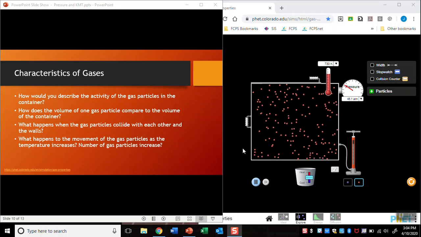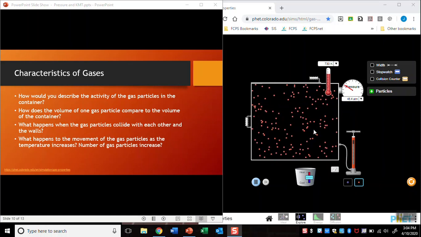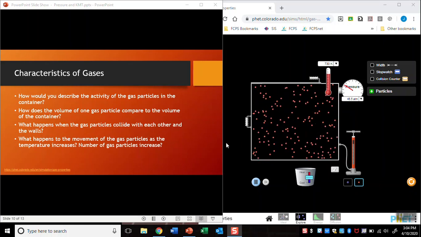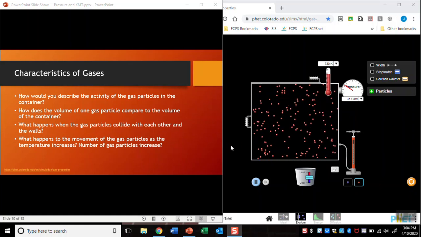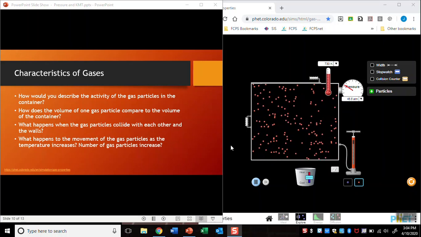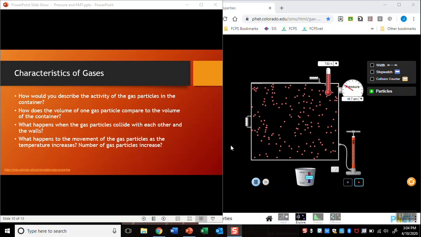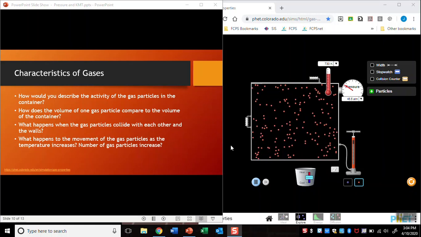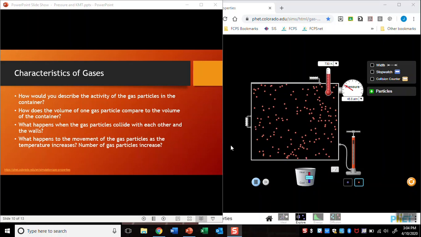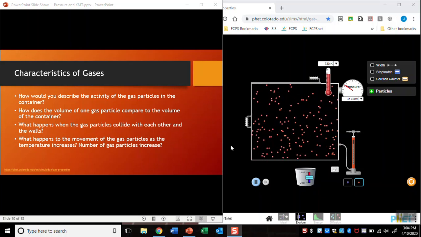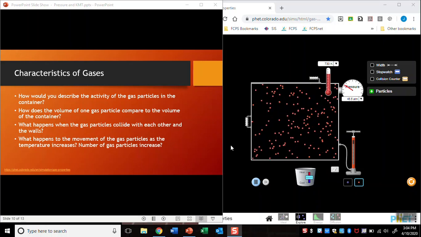How would you describe the activity of the gas particles in the container? So these are the gas particles inside, and how would you describe it? How are they moving? Do they stop? Are they moving in waves? Are they moving in circles? Are they moving in straight lines? Are they moving slowly, quickly? Or do they just stay at one spot? Or are they free to move around?